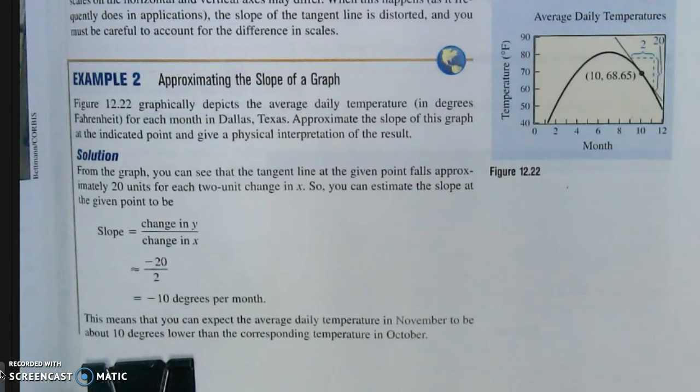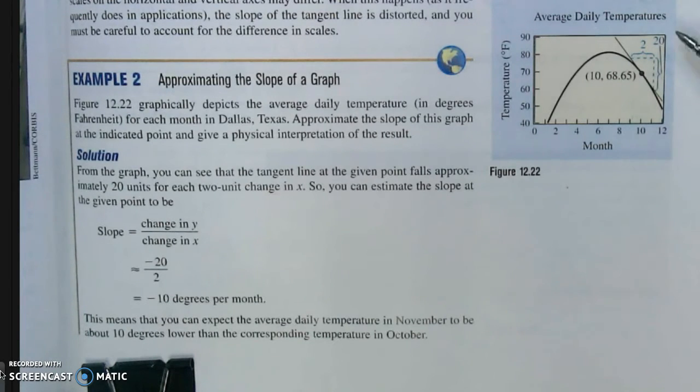Example 2, we're approximating the slope of a graph. Graphically, this depicts the average daily temperature in degrees Fahrenheit for each month in Dallas, Texas. Approximate the slope of this graph at the indicated point and give a physical interpretation of the result. So they've given us a point and they want us to find the slope of it, but they also want a physical interpretation.